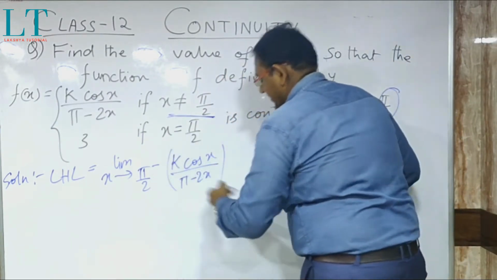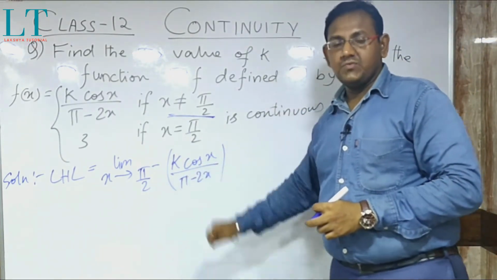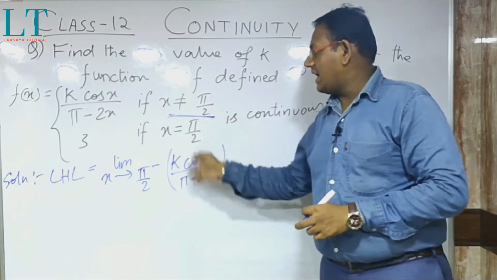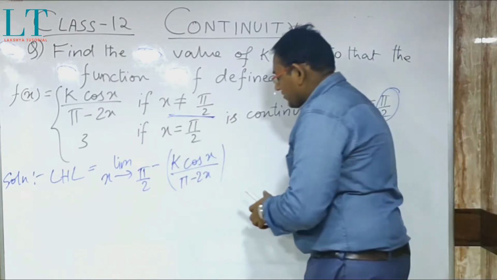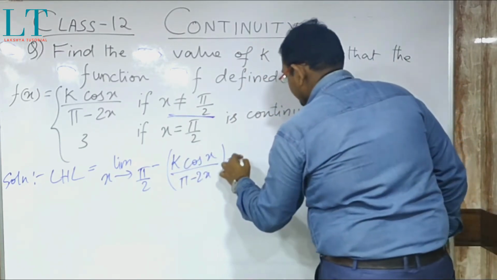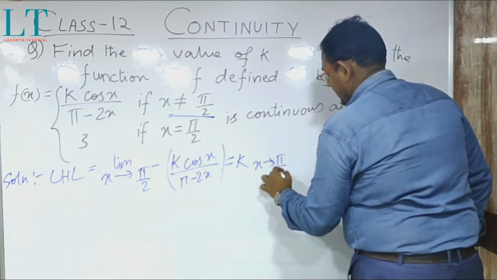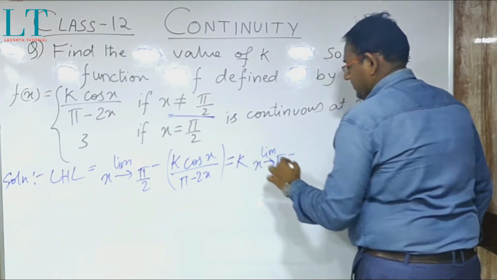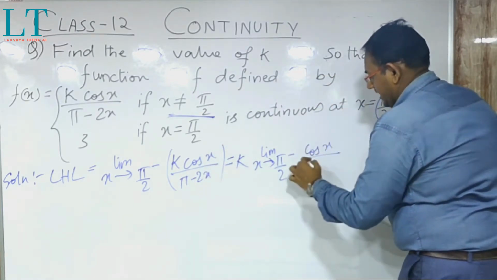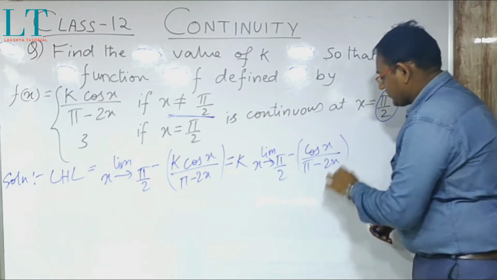This is the function. Now whenever we apply the concept of limits, the first thing is that if there is any constant part, we take this outside the limit. In this particular case we can see that k is a constant part. We will take that part outside the limit, so it will be k, limit x tends to pi by 2 negative, cos x divided by pi minus 2x. So we are basically getting this function over here.